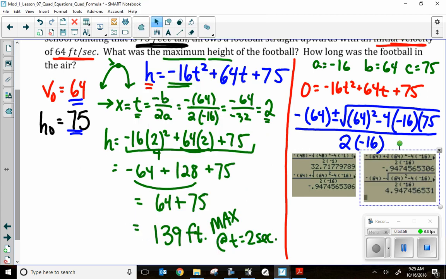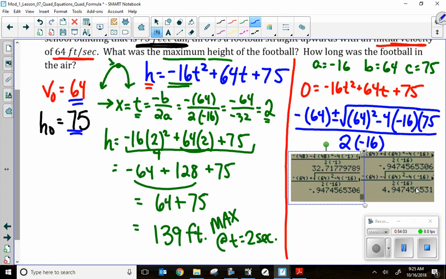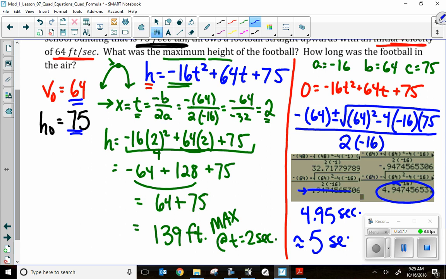So how do I know which answer is the correct answer? Here's a little hint. Time can never be negative. Boom. How long is the football in the air? 4.95 seconds. Or we could say approximately 5 seconds.